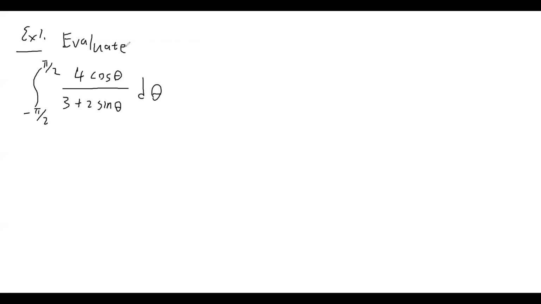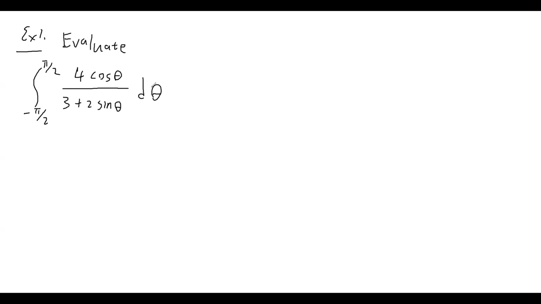All right, our first example, we want to evaluate this definite integral from negative pi over 2 to pi over 2 of 4 cosine theta over 3 plus 2 sine theta. Now, this looks crazy, right? So a few techniques that we learned from Calc 1. Of course, the most popular one is substitution.